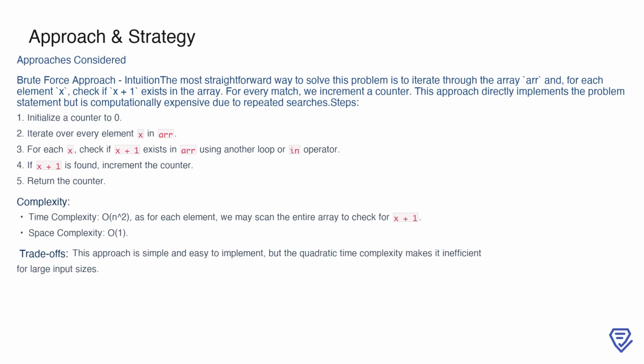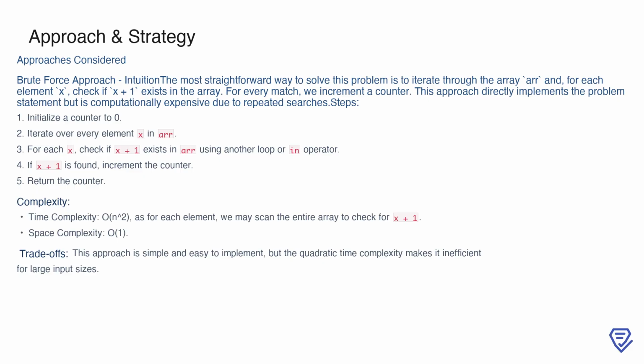To begin solving this problem, we can consider the brute force approach, which directly follows the problem's instructions. The idea is simple. For each element in the array, we check if its successor, x plus 1, is also present in the array. If it is, we increment a counter. To break this down, we first initialize a counter to 0. Then, we iterate over every element in the array. For each element, we use either a nested loop or Python's "in" operator to check if x plus 1 exists. If it does, we increment our counter and eventually return it as the result.